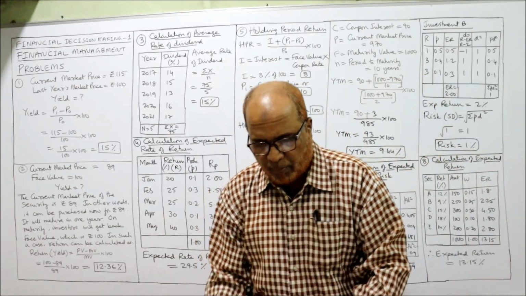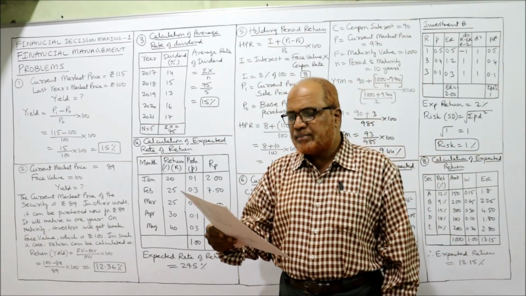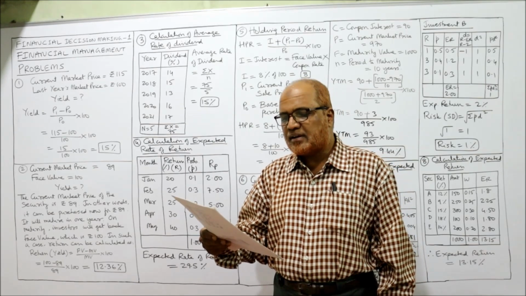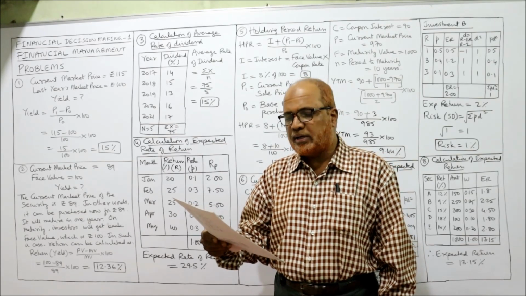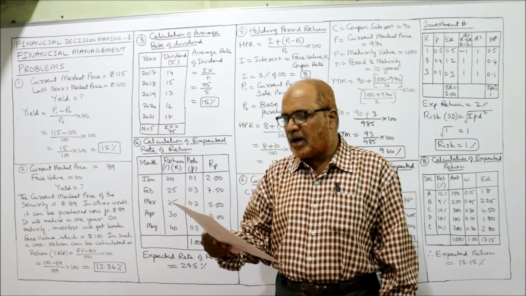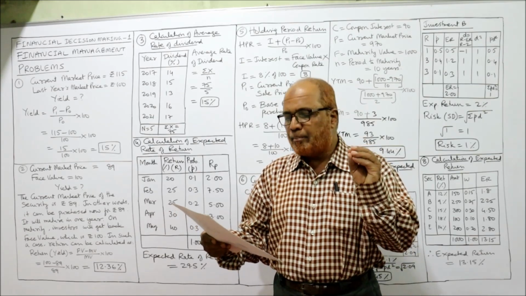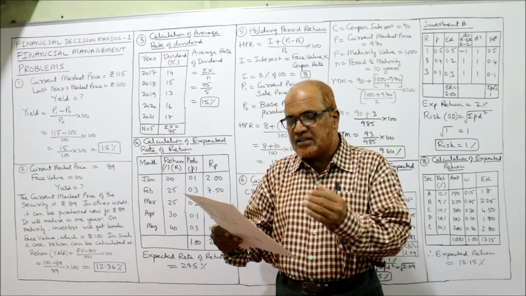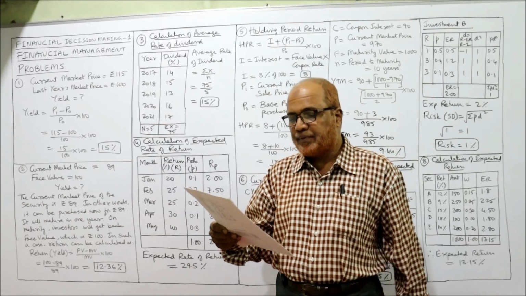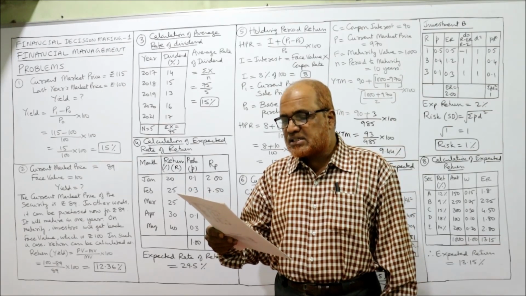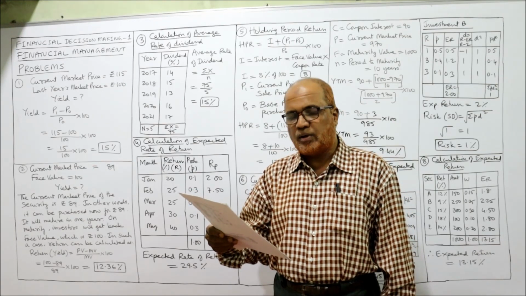75 by 5, 15% is the rate of return, average rate of return. Next, fourth problem. The return from security X can be taken in different time periods. Time period 2021 year, January, February, March, April, May. 5 months data is given regarding return percentage probability. What would be the average expected return of the security?